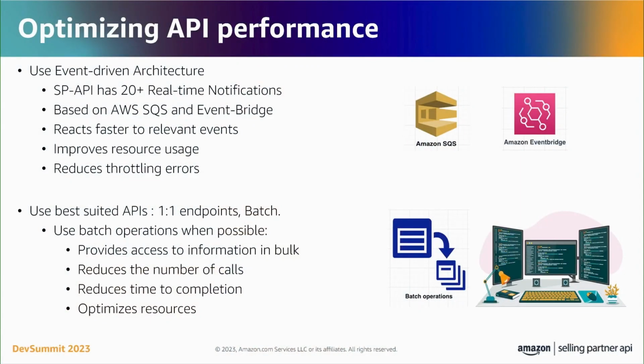Consider using and implementing event-driven architecture. SP-API has over 20 different notification types available based on Amazon SQS and EventBridge. Reacting to relevant notifications and events can lead to faster response times, which leads to more efficient use of resources and reduces your throttling issues.